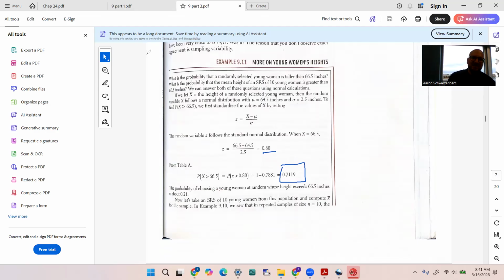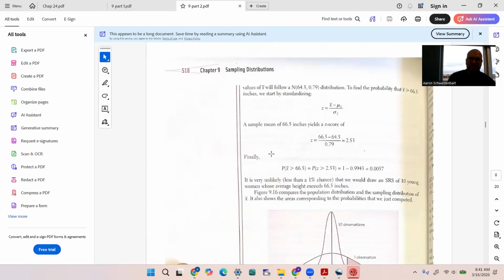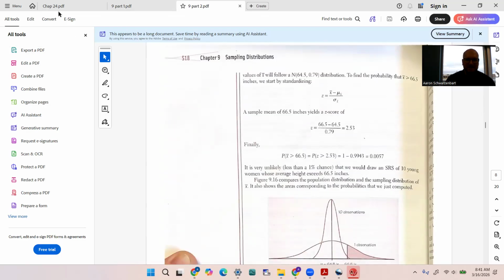However, if I take an SRS of size 10 and I average them, now I have to use this new standard deviation of 0.79, which gives me a probability of 0.0057, less than a 1% chance that my sample of 10 will average a height over 66.5.